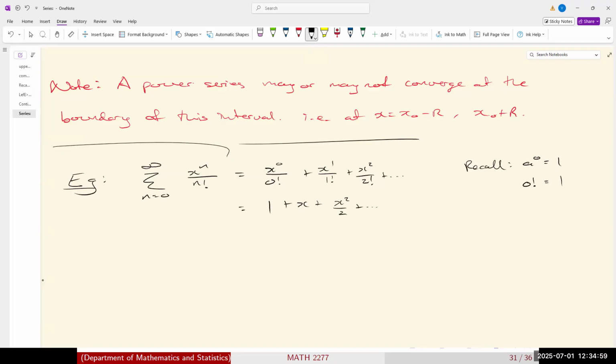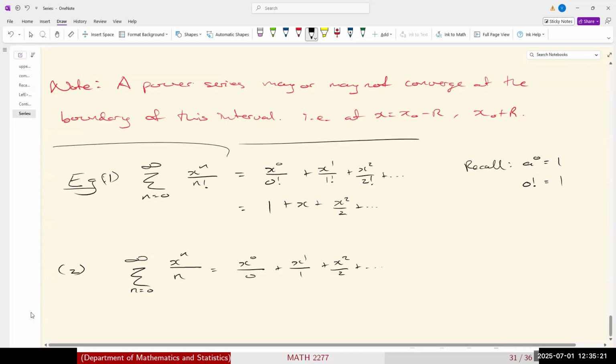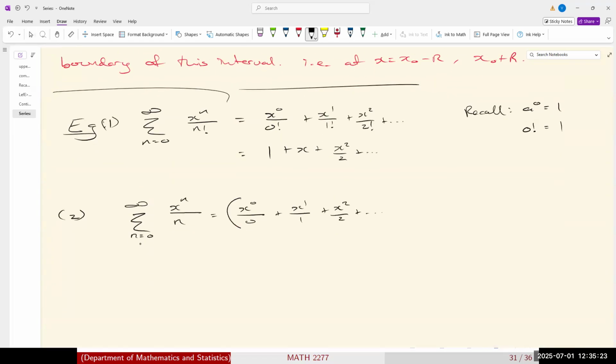The second example, right, example 1. So what is the typo that I made here? x to the n over n. So the first term is x to the 0 over 0 plus x to the 1 over 1 plus x squared over 2 plus, what is the mistake here? What is this term equal to? So it's not equal to anything. You can't put that. This is 1 over 0, right? So this term is undefined.